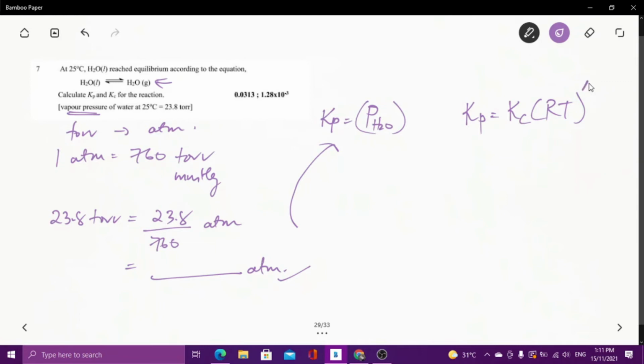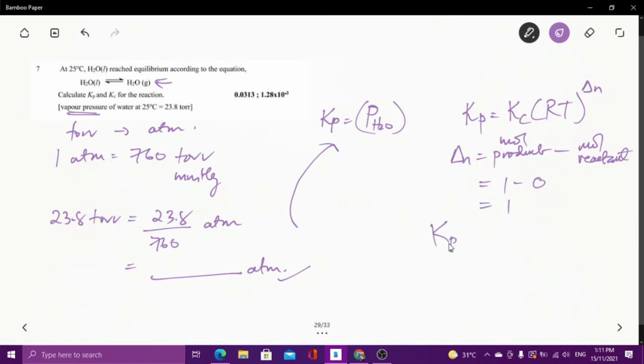Okay, RT to the power of delta n. Okay, so delta n ni datang macam mana? So kita akan kira delta n mengikut the number of mole for product, mole product tolak mole reactant yang sama spesies. Maksudnya yang gas dan juga aqueous sahaja yang kita letakkan. Kalau dalam kes ni liquid dia tak ada lah. So maksudnya kat sini dia punya delta n is 1 minus 0. Reactant kat sini tak ada gas, tak ada aqueous. So just 1 minus 0. So delta n dia dekat sini adalah 1.